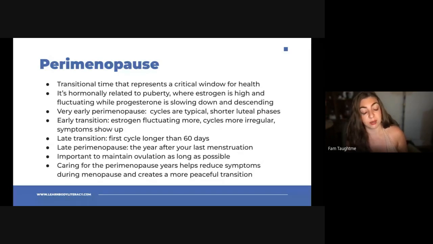And then late perimenopause is when you basically stop menstruating and you count for one year. And once you reach one year, that's when you reach menopause. So it's important during perimenopause to maintain ovulation for as long as possible.